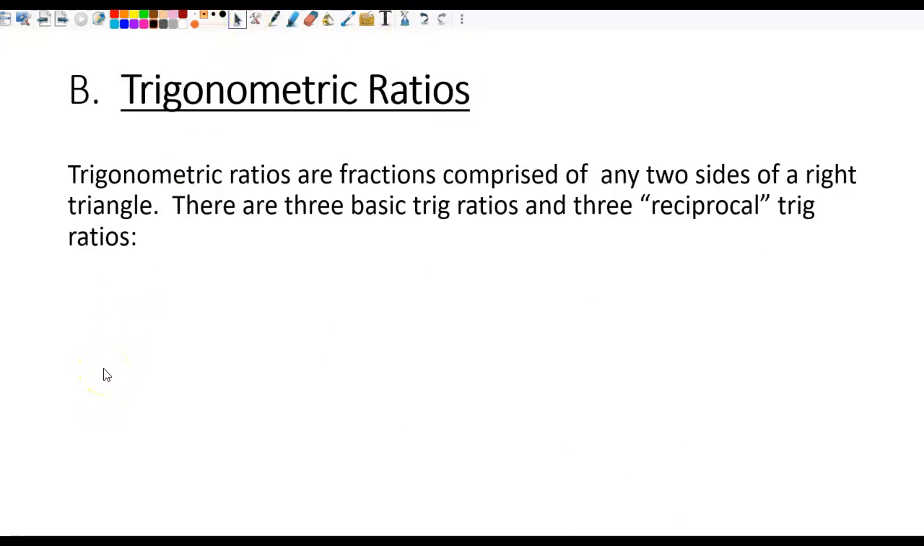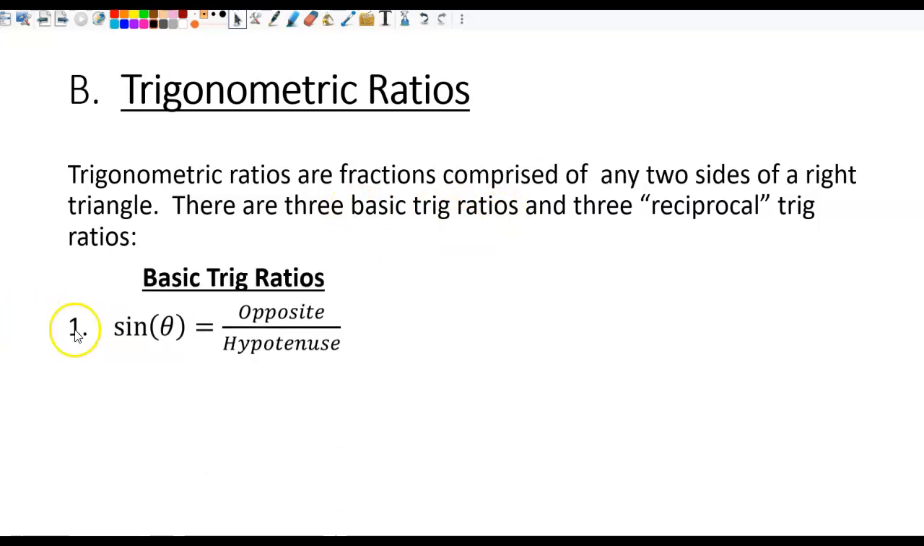So trigonometric ratios. What is it? Trigonometric ratios are fractions that are comprised, that means made up, of any two sides of a right triangle. There are 3 basic ones and 3 reciprocal ones, which are altogether 6, right? So let's talk about the basic ones first. The basic trig ratios.